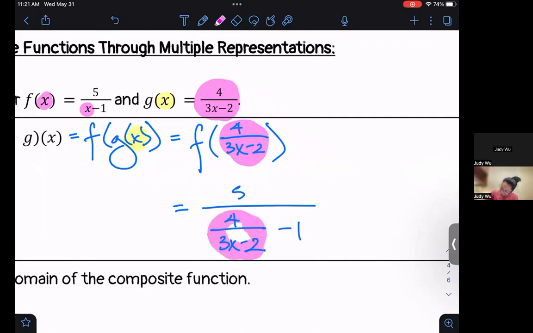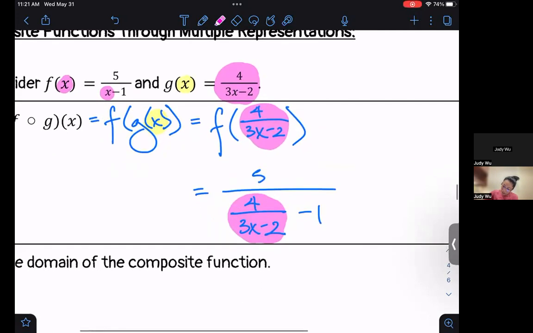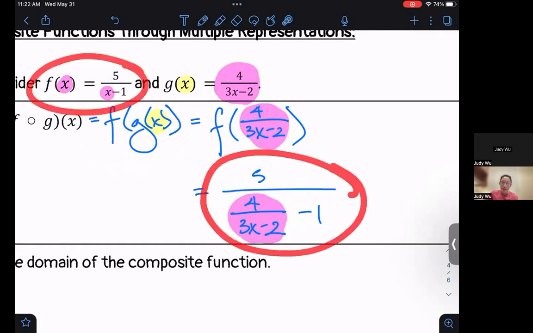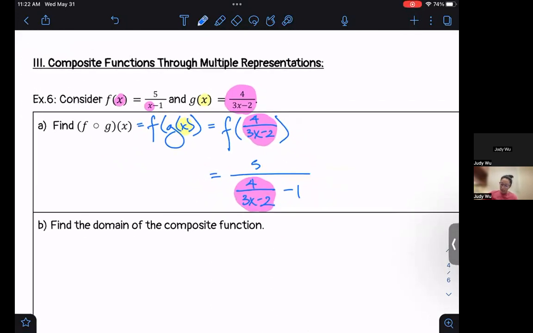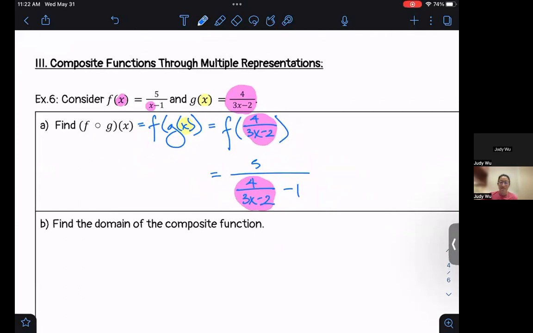Okay, so it looks similar to the f equation we have up here, except the x is the 4 over 3x minus 2. Now, don't worry about simplifying that. This is totally fine for right now, okay? So we're going to leave it like this as our function composition.